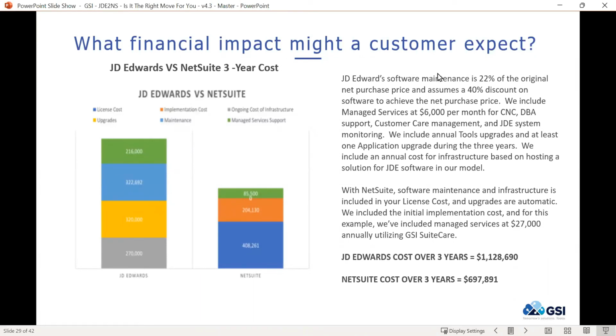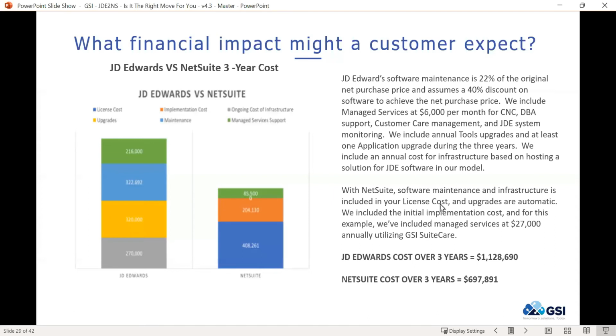And we're also pretty consistent across the board in our approach here. You'll notice that JD Edwards with Oracle requires a 22% annual maintenance fee of the net purchase price of your software. So we took that $800,000+ net purchase price, we discounted it by 40% to come down to a net purchase price, and then we factor our ongoing maintenance based on that. One thing we didn't do here is include maintenance accelerators. Those things can happen. We just chose to keep a very flat line model.